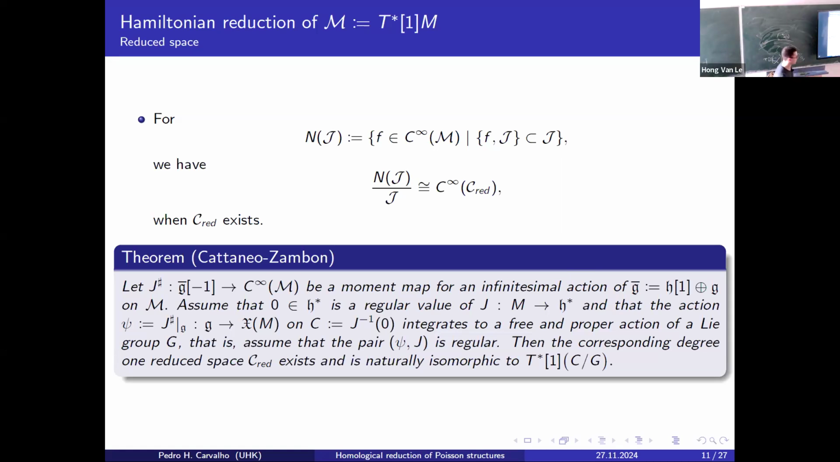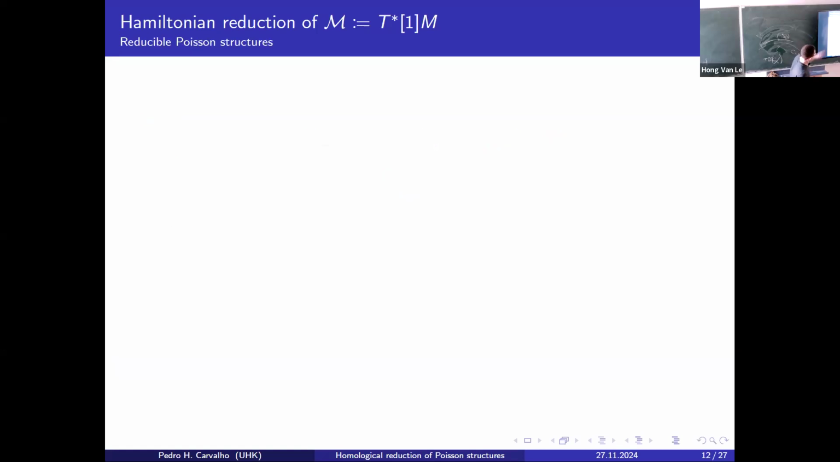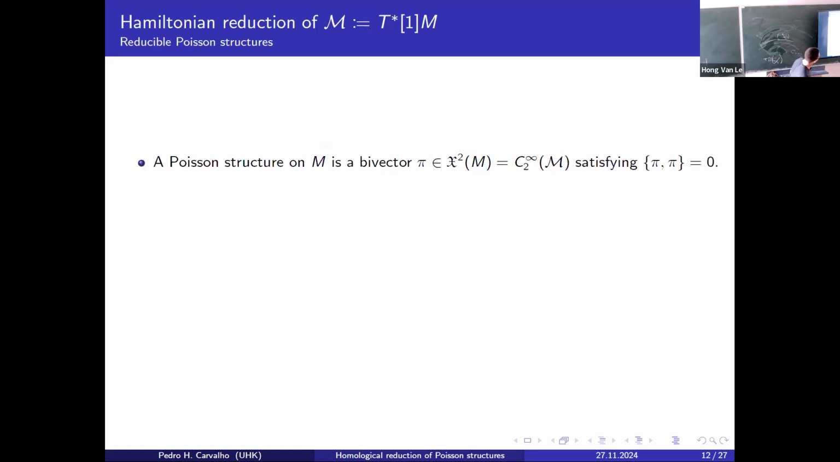Okay. But what's a Poisson structure? A Poisson structure is just a special function on these graded manifolds. So I can try to couple this with a Poisson structure, and this is what I'm going to do now. A Poisson structure is a bivector that satisfies its properties, a degree 2 function there, right?